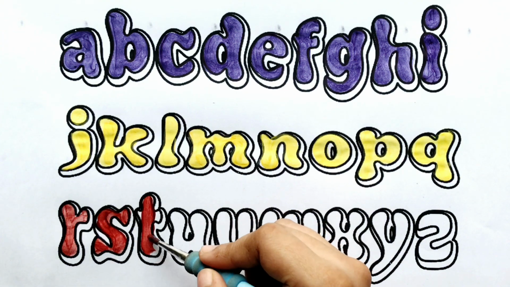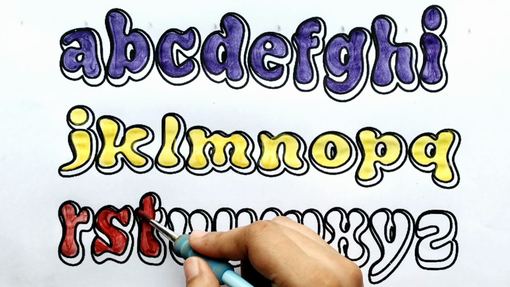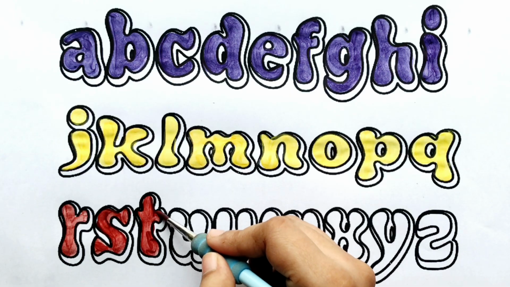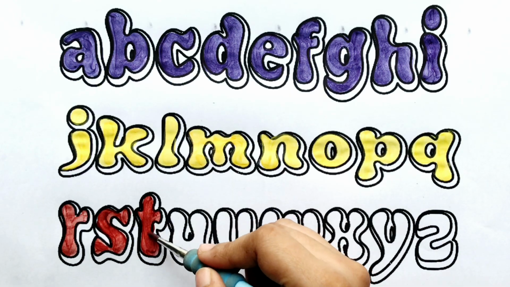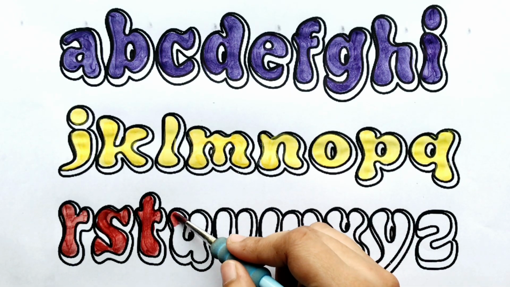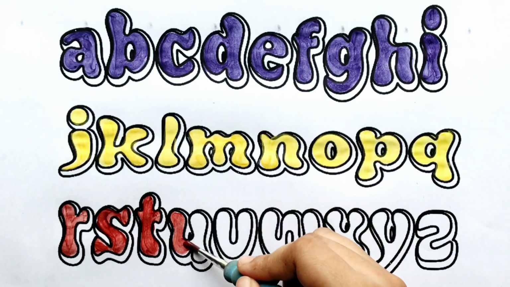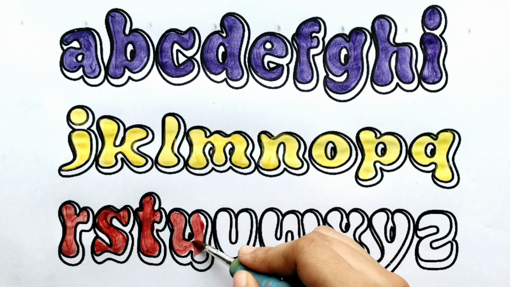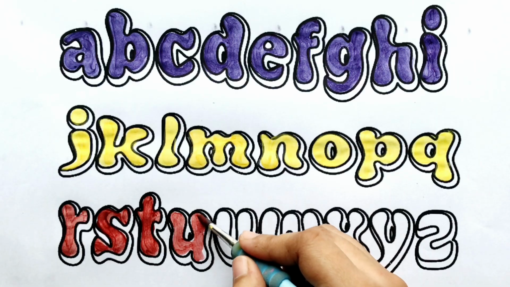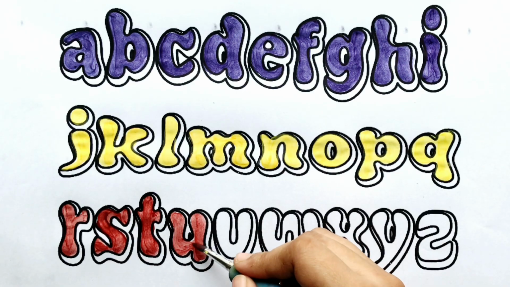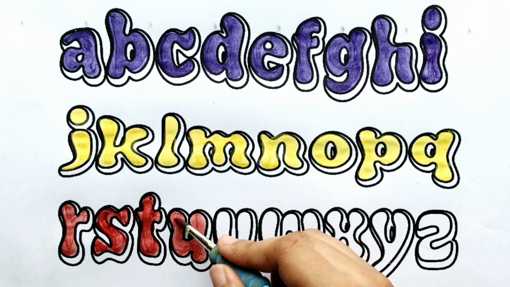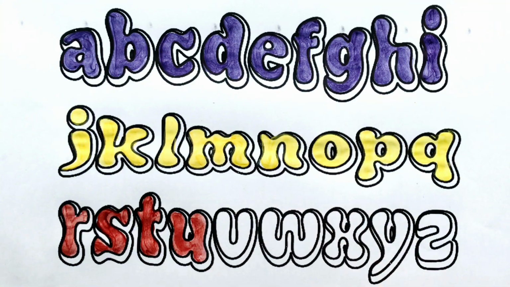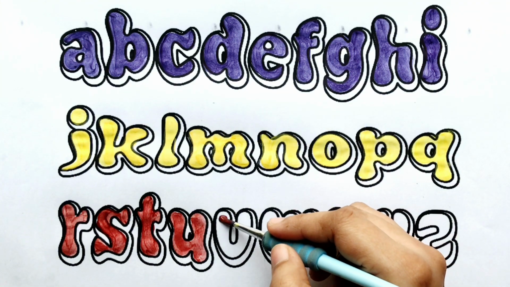A, B, T for tiger. E, F, G, H, I, J, K, L, M, N, O, P, Q, R, S, U for unicorn. W, X, Y, and Z. Now I know my ABCs. Next time, won't you sing with V for violin.